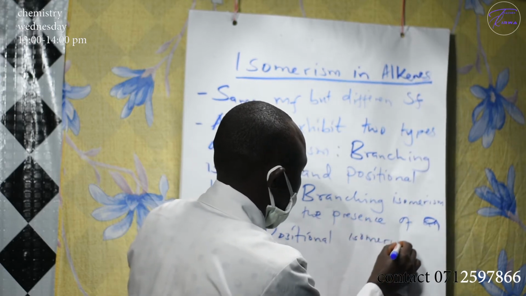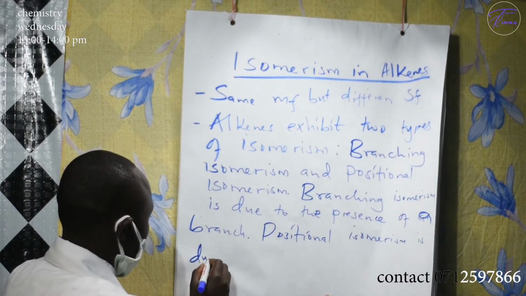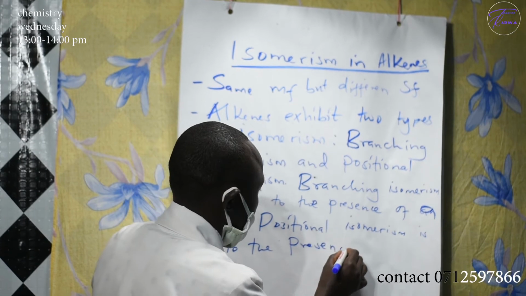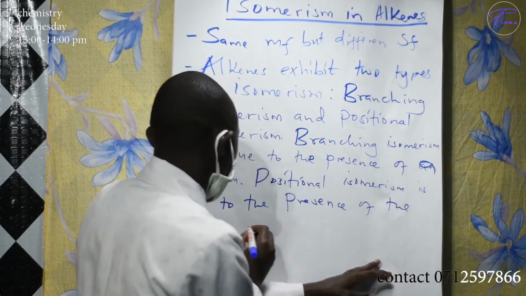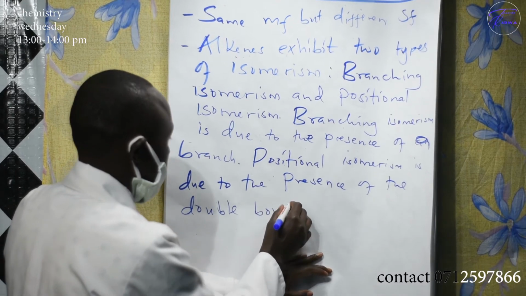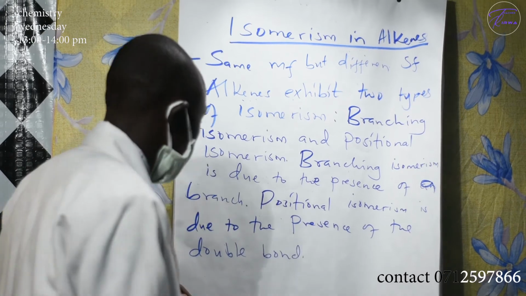positional isomerism is due to the presence of the double bond or the functional group. Okay, for example, look at this compound.